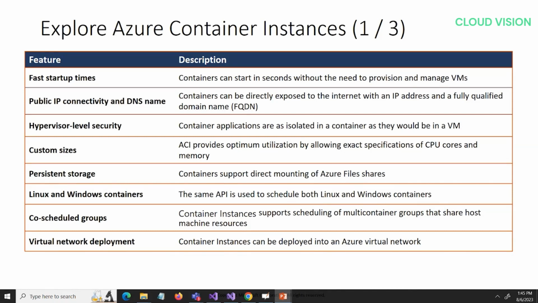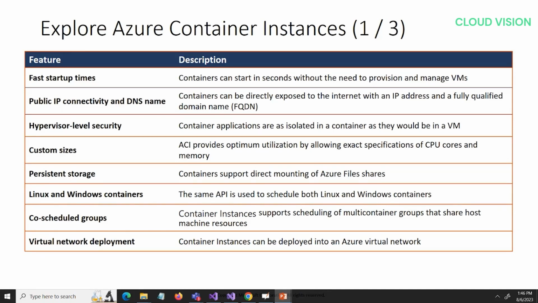Then we have Linux and Windows containers. We can create containers based on the Linux operating system or Windows. The choice is yours. Then we have co-scheduled groups. By default, I create one container in the container group, but you can have multiple containers in a container group: one which is publicly accessible and others which are used in the background. Let's say one container is using a database, which I don't want to expose to the outside world. So I can do that.